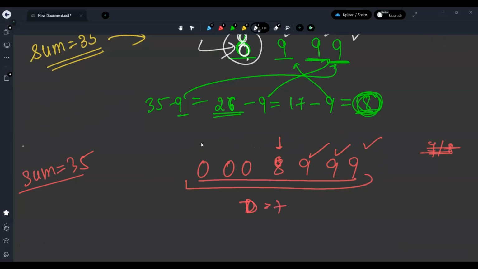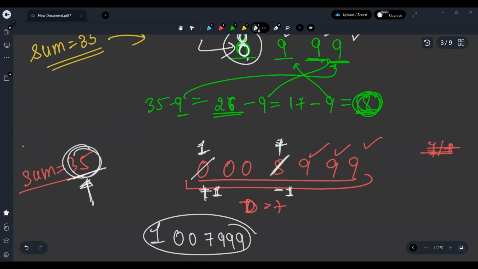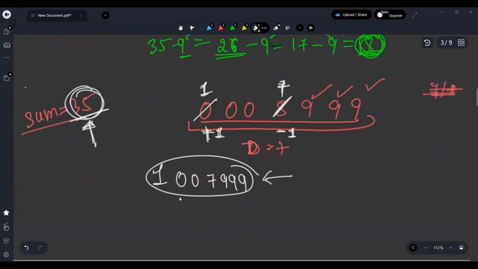We will reduce this number to 7, and we will increment this number. We were decrementing by 1, and we are incrementing by 1, so as to keep the sum at 35. So we will decrement this number and increment this number. This will become 1007999. Now, why should I increment by 1 and decrement by 1? I could increment by 2, or by 3.